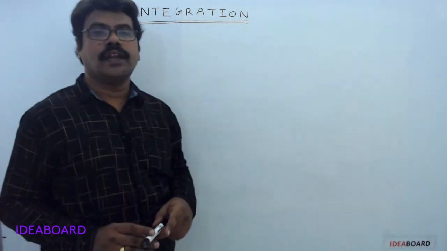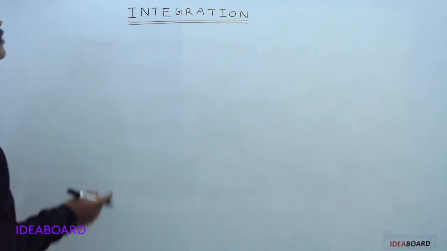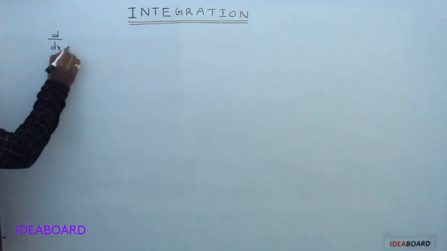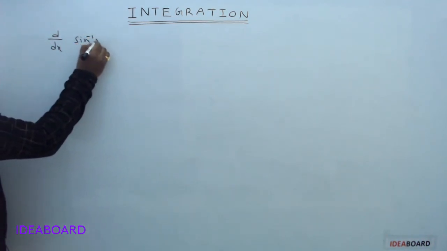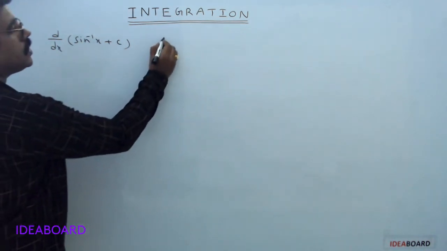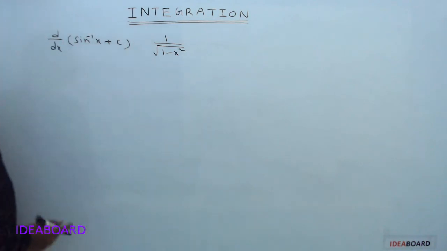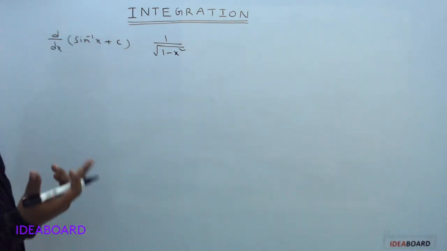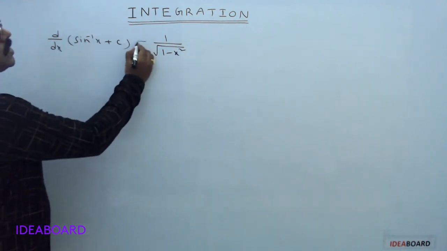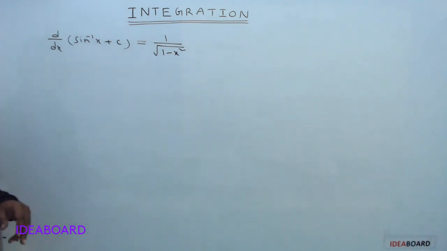Now see the formulas related to inverse trigonometric functions. Now what is the derivative of sine inverse x plus c? Derivative of sine inverse of x is 1 upon root of 1 minus x square. C is the constant term, its derivative 0. So, derivative of sine inverse of x plus c equal to 1 by root of 1 minus x square.